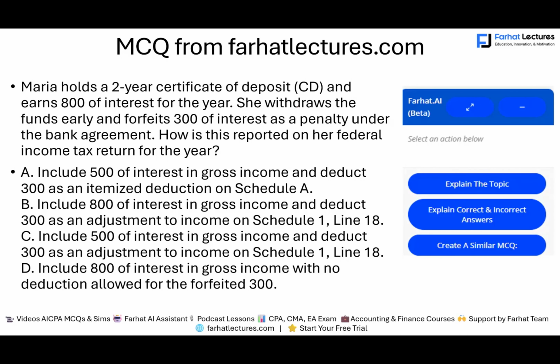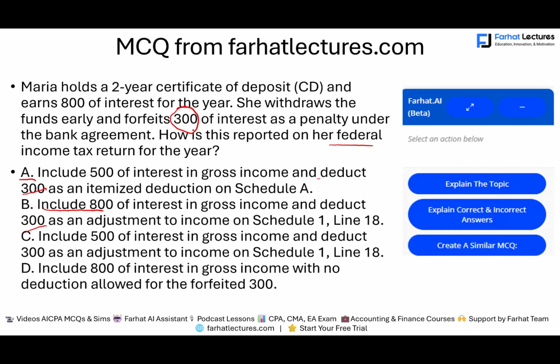Maria holds a 2-year certificate of deposit and earns $800 of interest for the 2 years. She withdrew the funds early and forfeited $300 of interest as a penalty under the bank agreement. How is this reported on her federal income tax return? A. Include the $500 of interest in gross income and deduct $300. B. Include the $800 of interest in gross income and deduct the $300 as an adjustment to income.